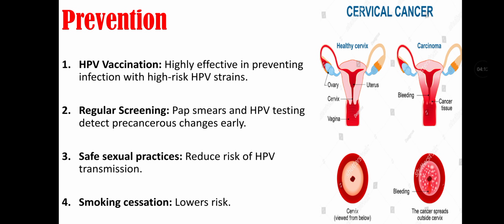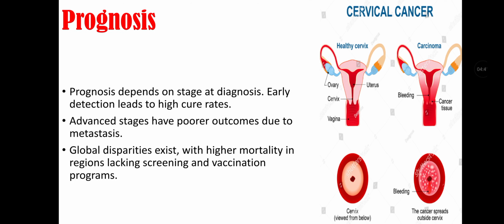Prevention of cervical cancer is done by HPV vaccination, that is highly effective in preventing infection with high risk HPV strains. It can be prevented by regular screening, as pap smear and HPV testing detect precancerous changes early. It can also be prevented by safe sexual practices, as it reduces risk of HPV transmission, and smoking cessation is also done for prevention, as it lowers the risk of cervical cancer.